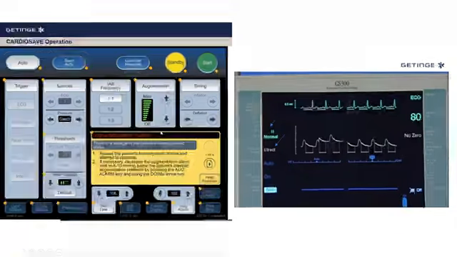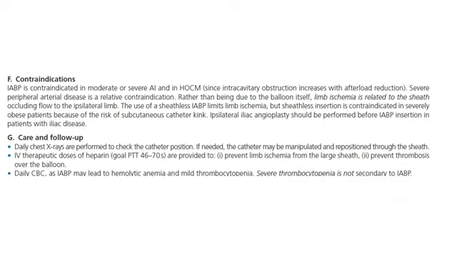Okay. Just a brief here on contraindications to balloon pump. You should know those. It's contraindicated in moderate or severe AI and in HOCM, because especially HOCM, of course, you don't want to reduce afterload because you will worsen cavitary obstruction. And in AI, you will worsen diastolic regurgitation. So it's absolutely contraindicated in that.